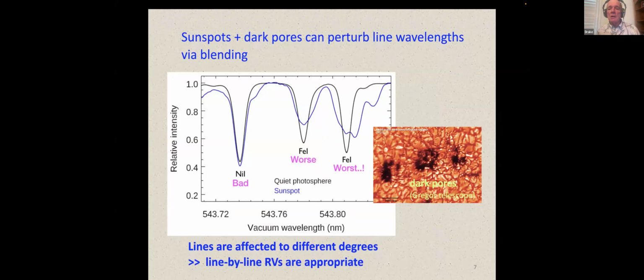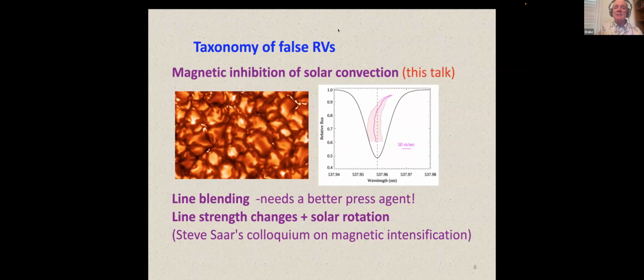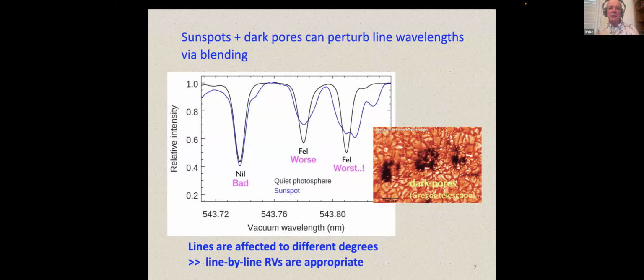Now, I want to talk a little bit about line blending. I'm going to mostly talk about line bisectors that are affected by the magnetic inhibition of solar convection. This top panel here is the principal part of my talk. But because line blending needs a better press agent, I want to give it a little discussion here.